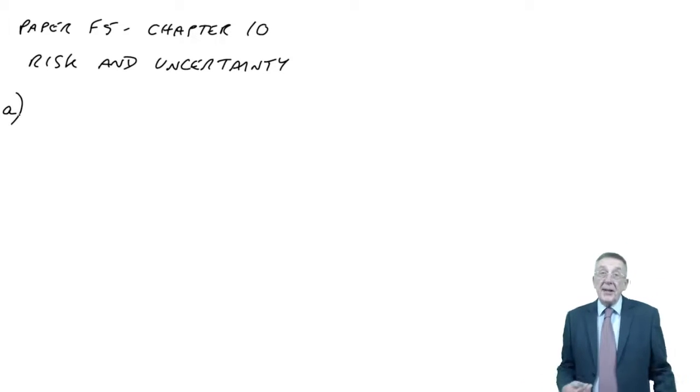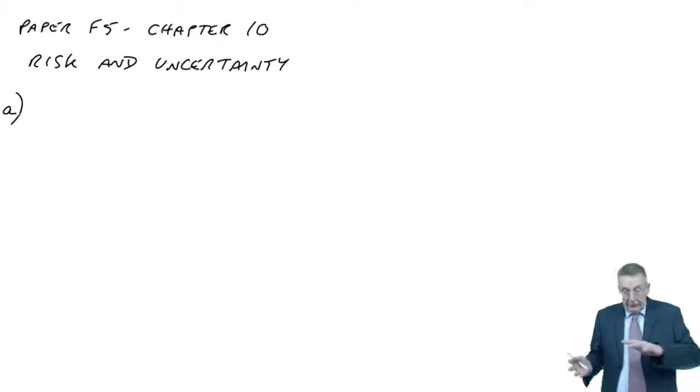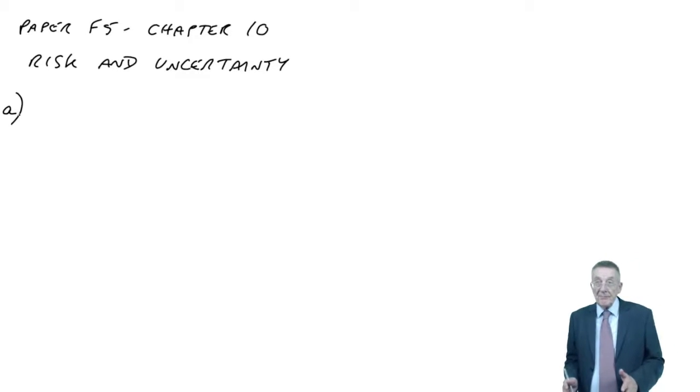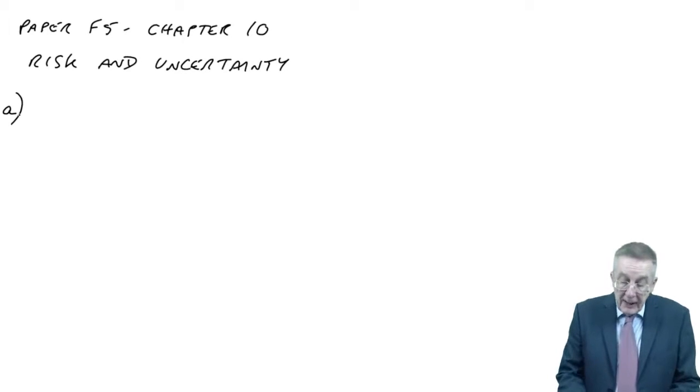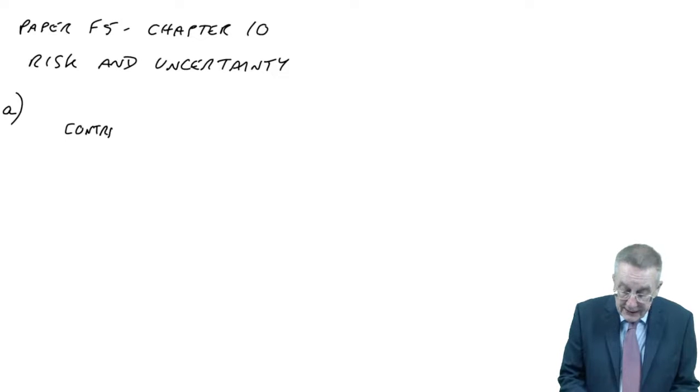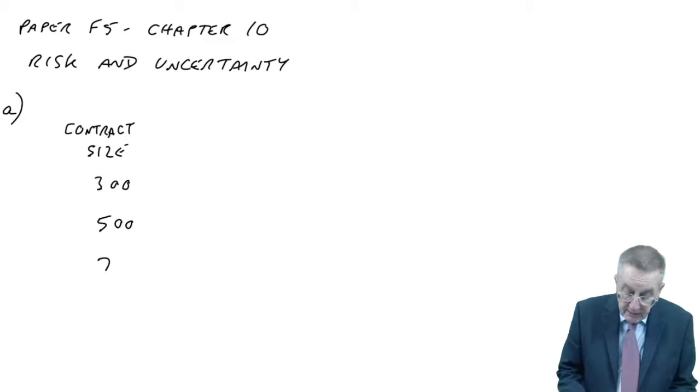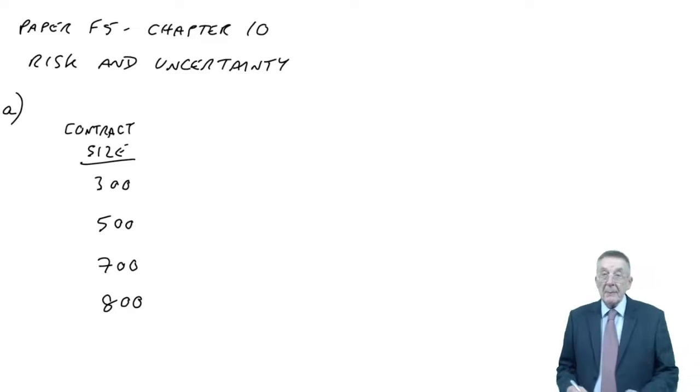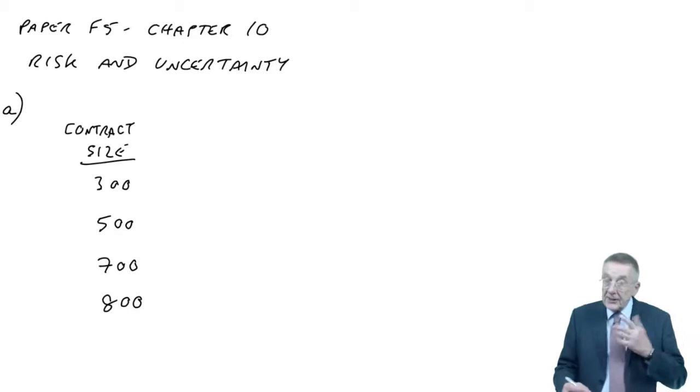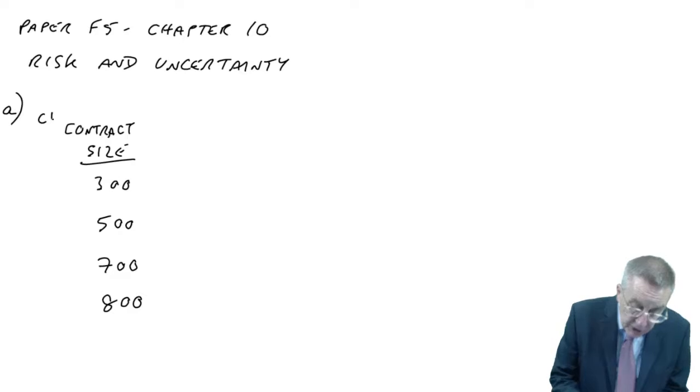And so what we're going to do is set up a table showing all the different things that could happen. And as I mentioned, you can set up your table any way you want, doesn't matter. But what I'm going to do is a sort of grid, a matrix. One thing that affects it is the contract size. We haven't yet decided, so it might end up being 300, it might be 500, it might be 700, it might be 800. Remember, the contract size is something we're going to decide. It's our choice.